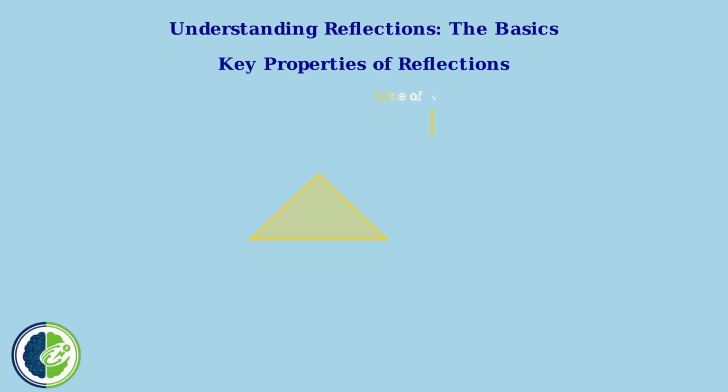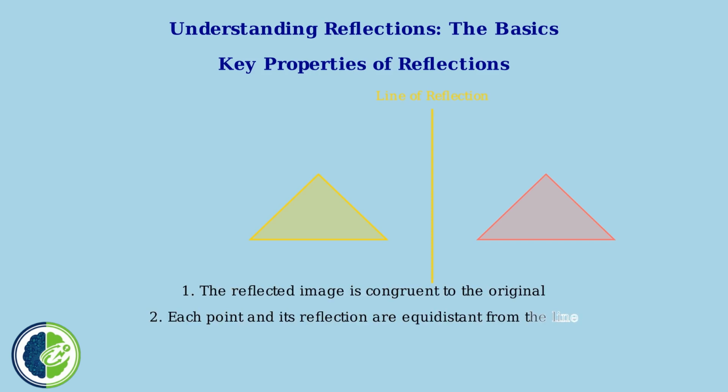Here's our original triangle, and we'll reflect it across this vertical line of reflection. When we perform the reflection, we get the reflected triangle. Notice that the reflected image is congruent to the original. It has exactly the same size and shape. The 2 key properties of reflections are: first, the reflected image is always congruent to the original, meaning same size and shape. Second, every point and its corresponding reflected point are equidistant from the line of reflection.